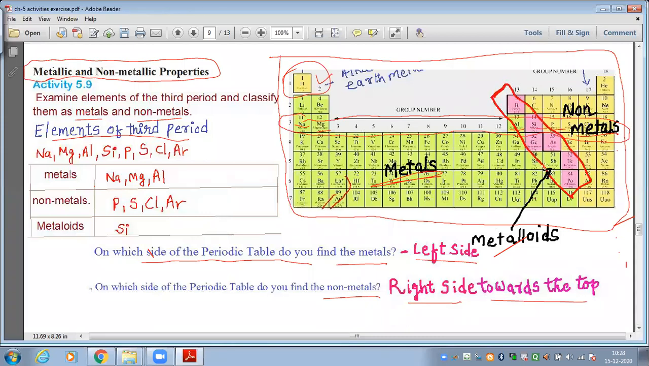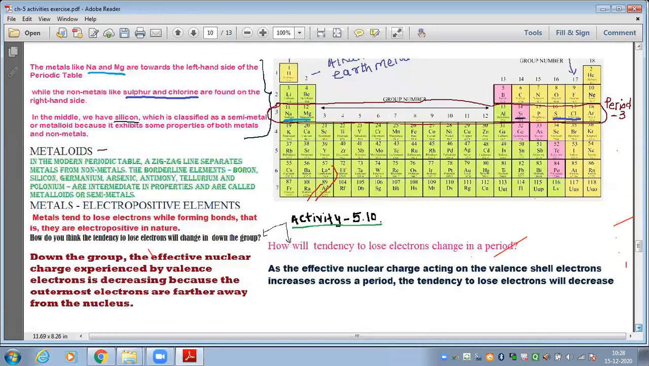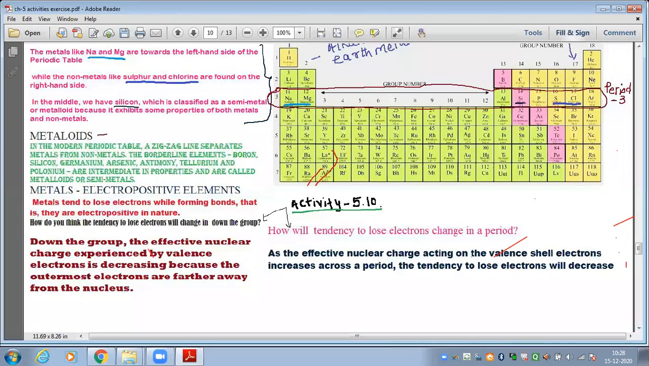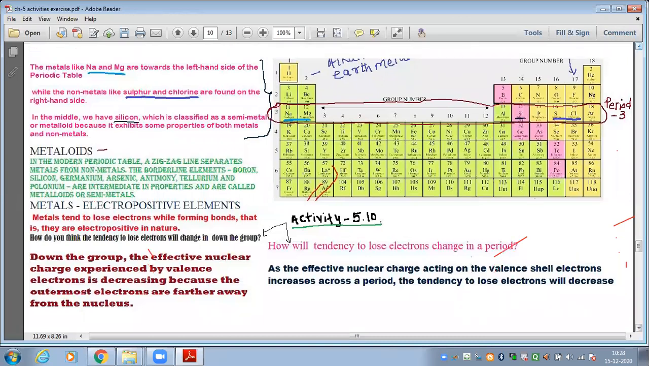You can see the bottom side of the group is again filled with non-metals, but you can see these non-metals on the right side and towards the top end of the periodic table. My dear students, it is very easy for you to understand. Now let us understand the same concept once again with a little more detail.